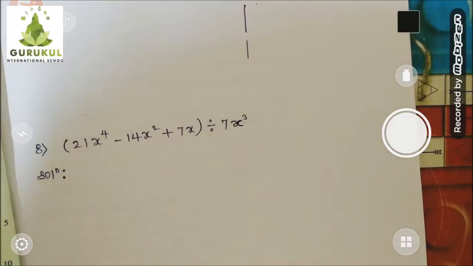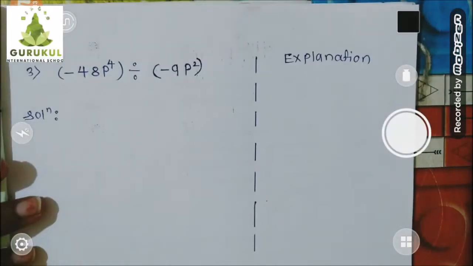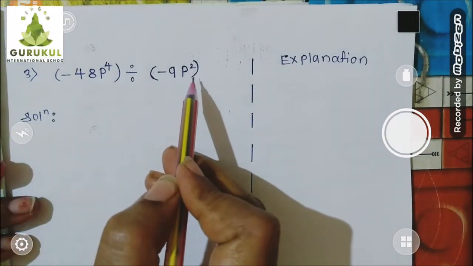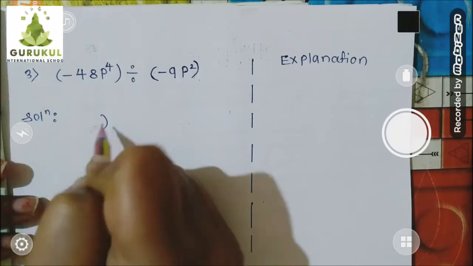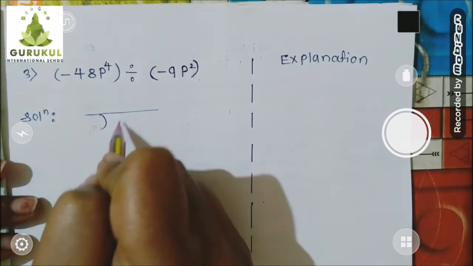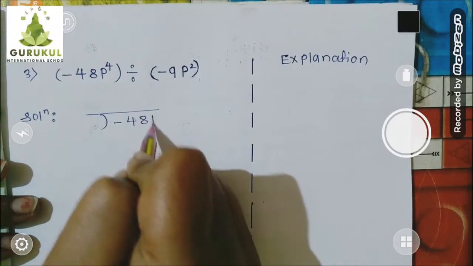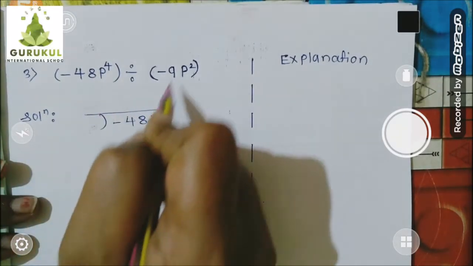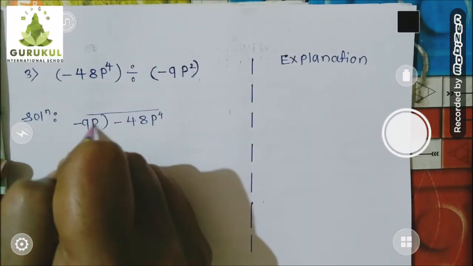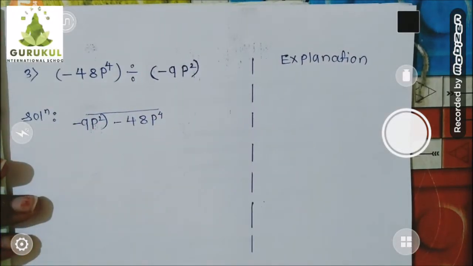Now I am going to take one more example. Minus 48p raised to 4 divided by minus 9p square. Now let's start. You know now very well how to write. The first becomes the dividend and the second becomes the divisor. So I will write minus 9p square.